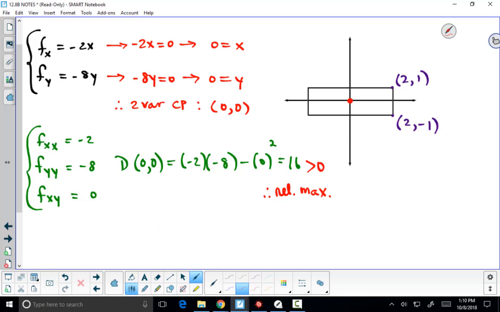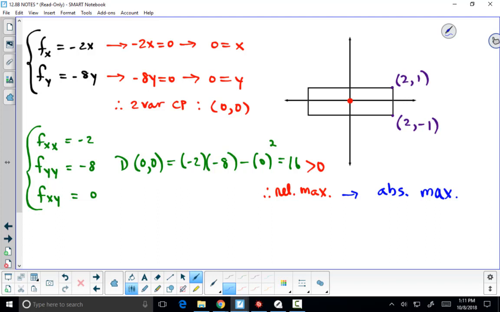So relative max. Why? Because we look at the second partials. Those are negative, which means concavity is down, which means we're talking about a local or relative max. When f sub xx is negative and f sub yy is negative, that means we have concave down. So we have a relative max. And that tells us that we have an absolute max because there are no other critical points in our region. There are no other critical points in the whole xy plane, in fact. So that tells us that we have an absolute max right there.